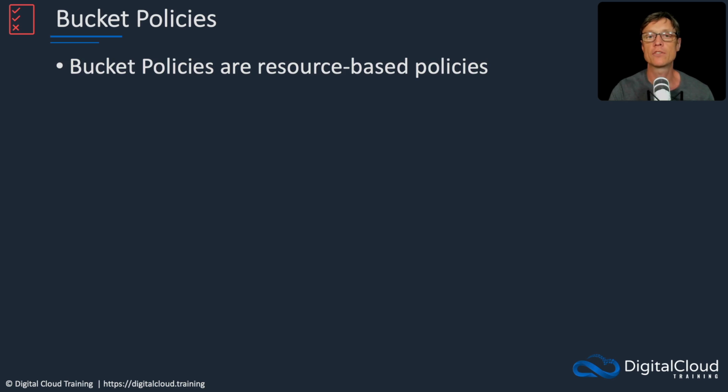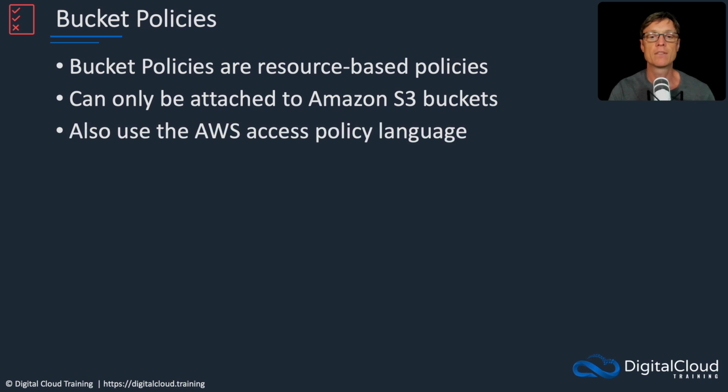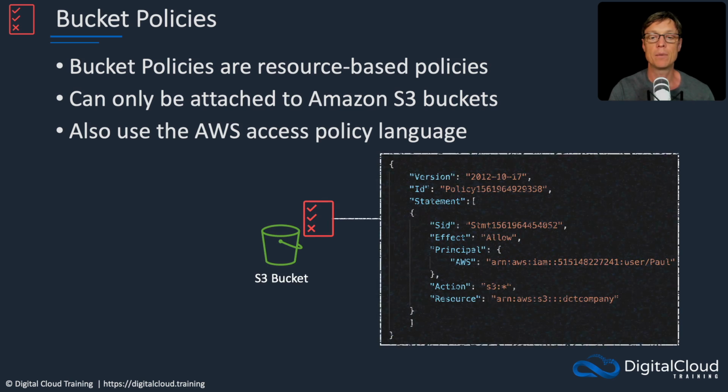So next we have S3 bucket policies, and these are resource-based policies. So with a bucket policy, you're attaching it directly to an S3 bucket. They can only be attached to Amazon S3 buckets, and they also use the same access policy language. So it's still JSON, looks very much like the policies created at the identity level, but it's on a resource instead. So we might have an S3 bucket, we apply our bucket policy to it, and a bucket policy might look something like this. So note that there is a principal element here, which specifies the specific user we want to assign these permissions to.